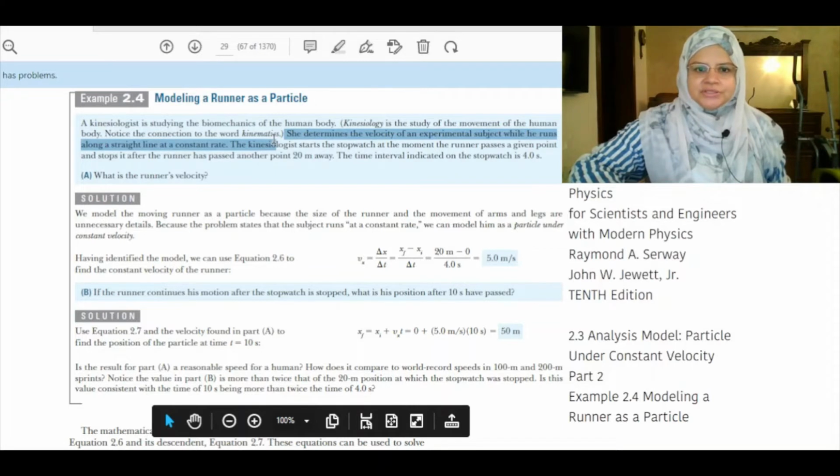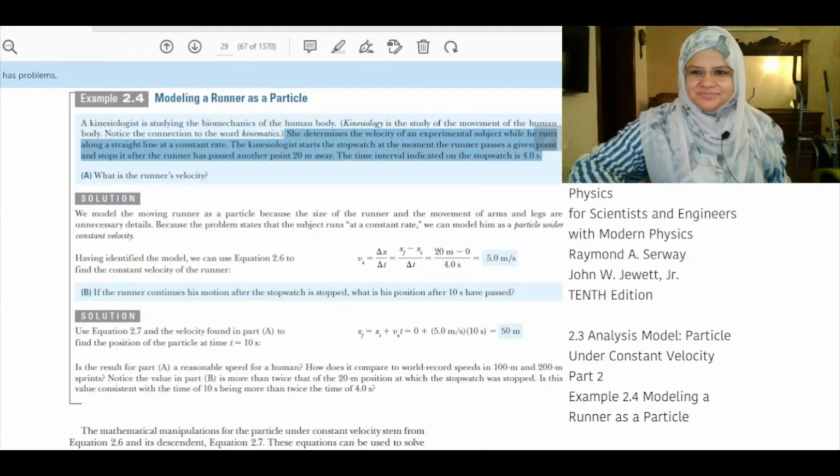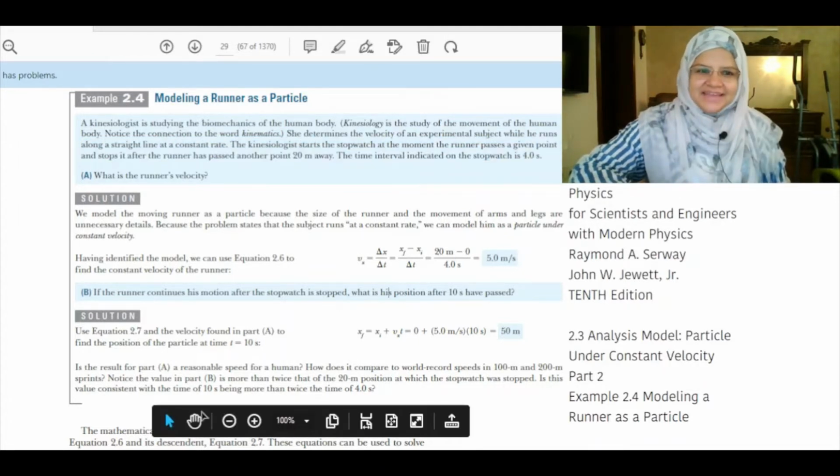The kinesiologist starts the stopwatch at the moment the runner passes a given point and stops it after the runner has passed another point 20 meters away. The time interval indicated on the stopwatch is 4 seconds. Part A. What is the runner's velocity?